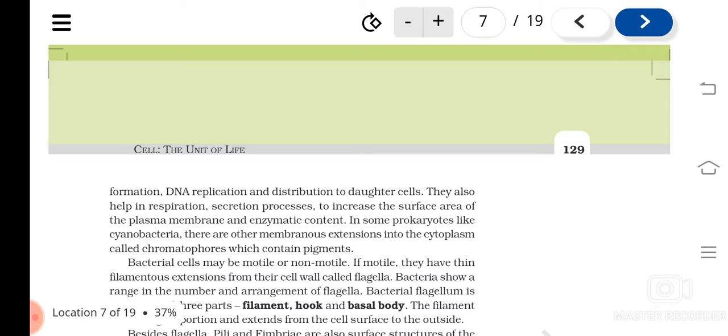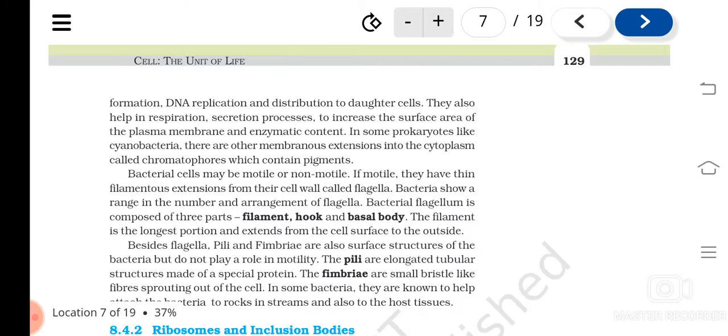And some other prokaryotes, like cyanobacteria, you can see some other membranous extensions into the cytoplasm. They are known as chromatophores and they contain pigments. We have studied that cyanobacteria are what? The photosynthetic type, isn't it? So in their cells, you can see some additional extensions, and they are known as chromatophores, and they contain the pigments. Is it clear?